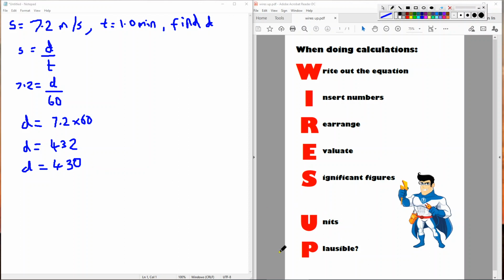We need to put a unit on the end. Well, we multiplied meters per second by seconds, which gave us meters. And then the final check, is it plausible? That seems plausible to me, something going 7.2 meters per second in 1 minute. Seems like it would cover 430 meters.